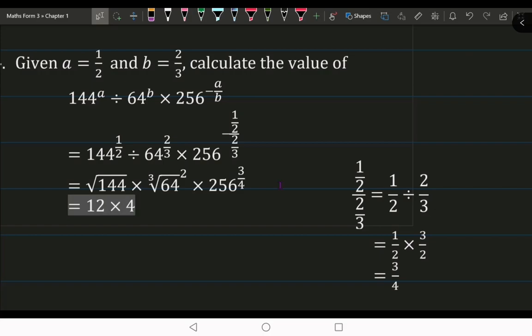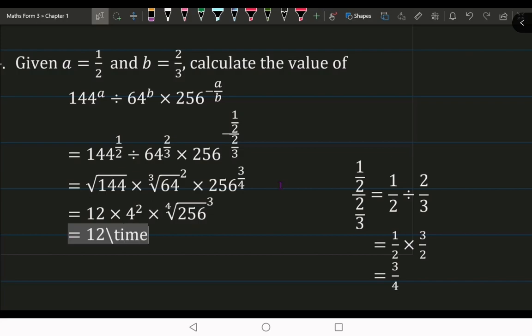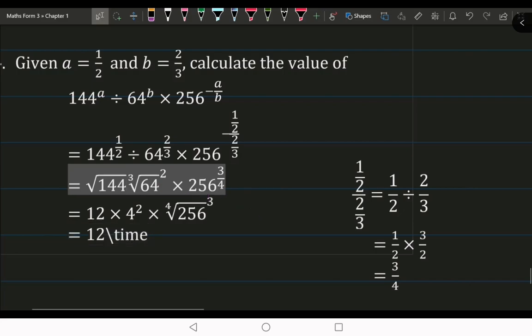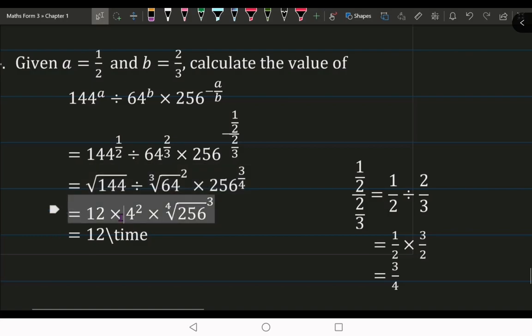64 is 4 to the power of 3, 4 cubed. After that, you need to know 256. The fourth root of 256. You need to power 3 again. So finally, we get this answer is 12 times 16. Wrong, this one is wrong. Divide becomes multiply. What happened then? Still divide.